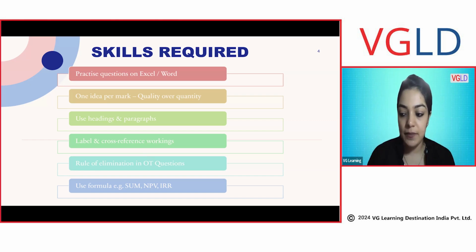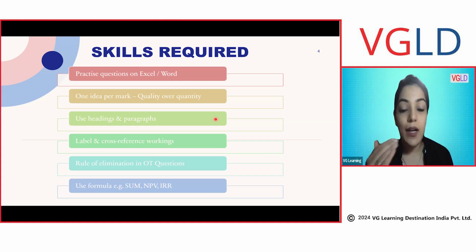Okay. Now, next is use formulas like SUM, NPV, IRR. We're going to learn some formulas in the class, so you will apply them in the spreadsheet. I'll tell you only those formulas that will work. If something is not going to work, although it works in Excel, I'll not teach you that. So don't worry. If I'm teaching you something in class, it will definitely work in your exam.